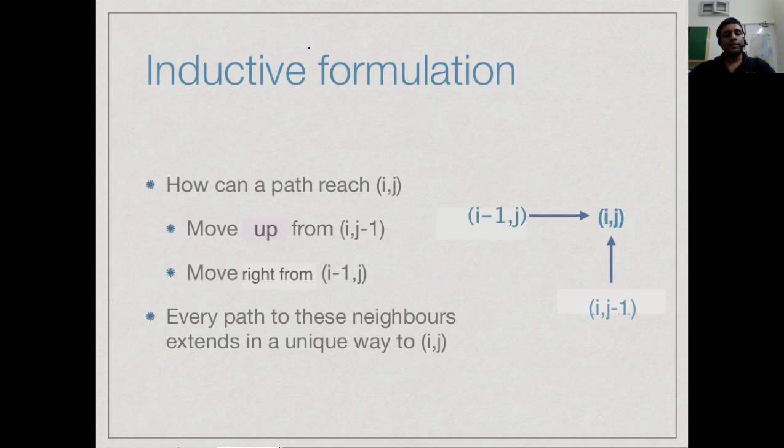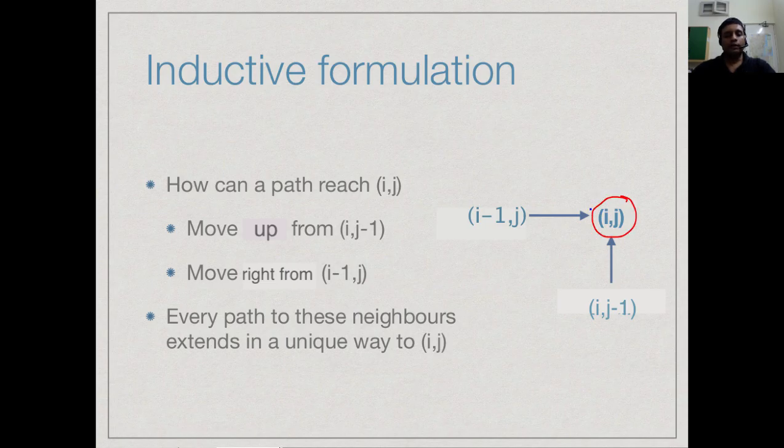So as you might guess, since we are looking at these kind of inductive formulations and recursive programs, what we are really looking for is an inductive formulation of the grid problem. So let's ask ourselves the following question. How do I get to a point i,j on the grid?